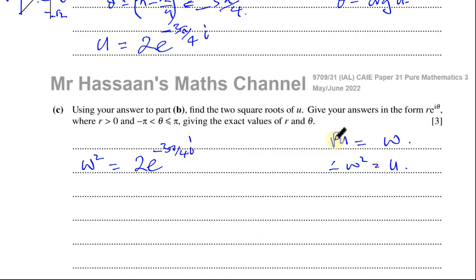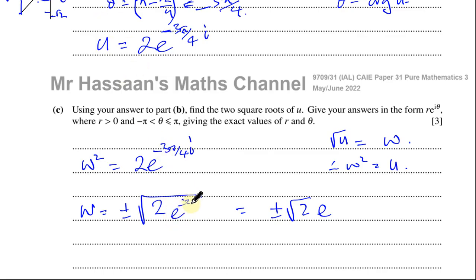Okay, so if the root of u is equal to w, then w squared is equal to u. So w squared is equal to this. So to find w, you can just take the positive and negative square root of both sides. You have root 2 e to the power of minus 3/4 pi i. So that's going to give you plus or minus root 2 times e to the power of, now what's the square root of e to the power of minus 3/4 pi i? My handwriting is a bit messy there.